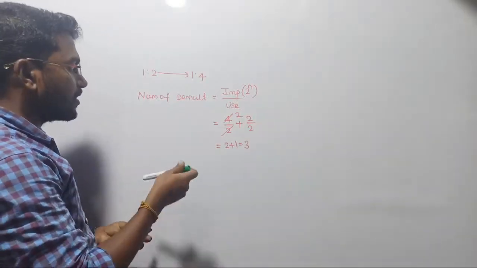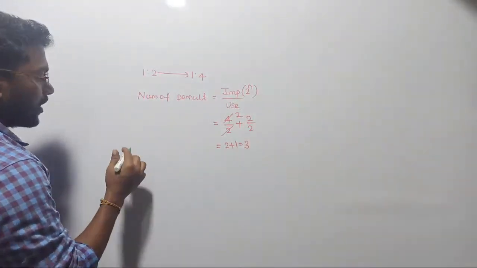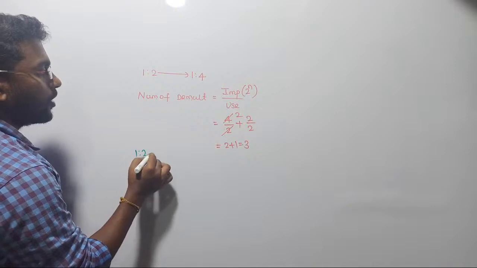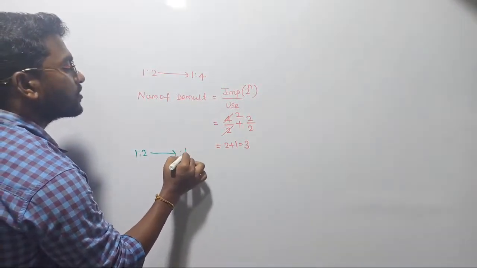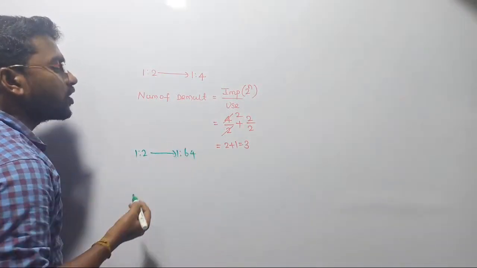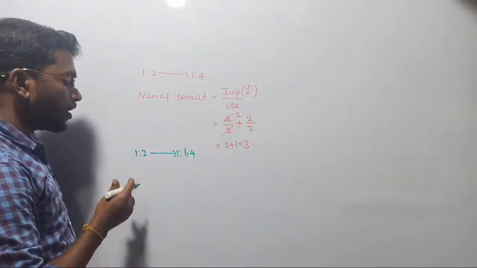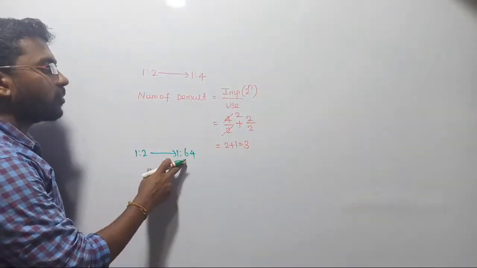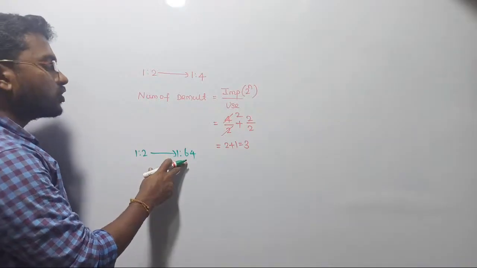So let us see a few more examples. Now let us consider 1x2 multiplexer only, but now the question is 1x64 multiplexer. Identify the number of 1x2 multiplexers that should be required in order to implement a 1x64 multiplexer. So what shall we do?